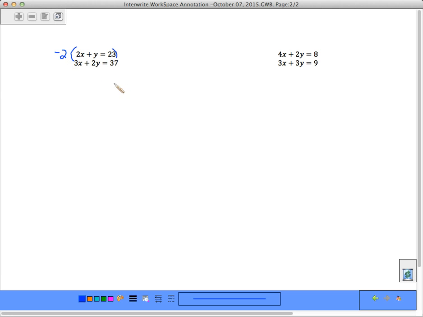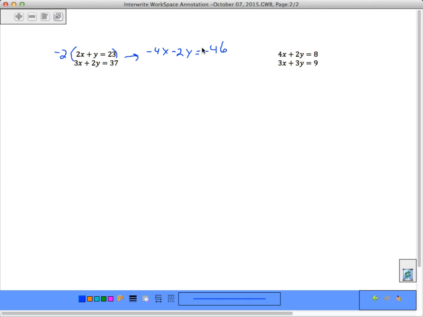The only thing about that is if I multiply any part of the equation, I have to multiply the entire equation. So that whole top equation, I'm going to multiply by negative 2, which gives me negative 4x minus 2y equals, and then even over here, negative 2 times 23 is going to give me negative 46. Oh, why did I undo that?